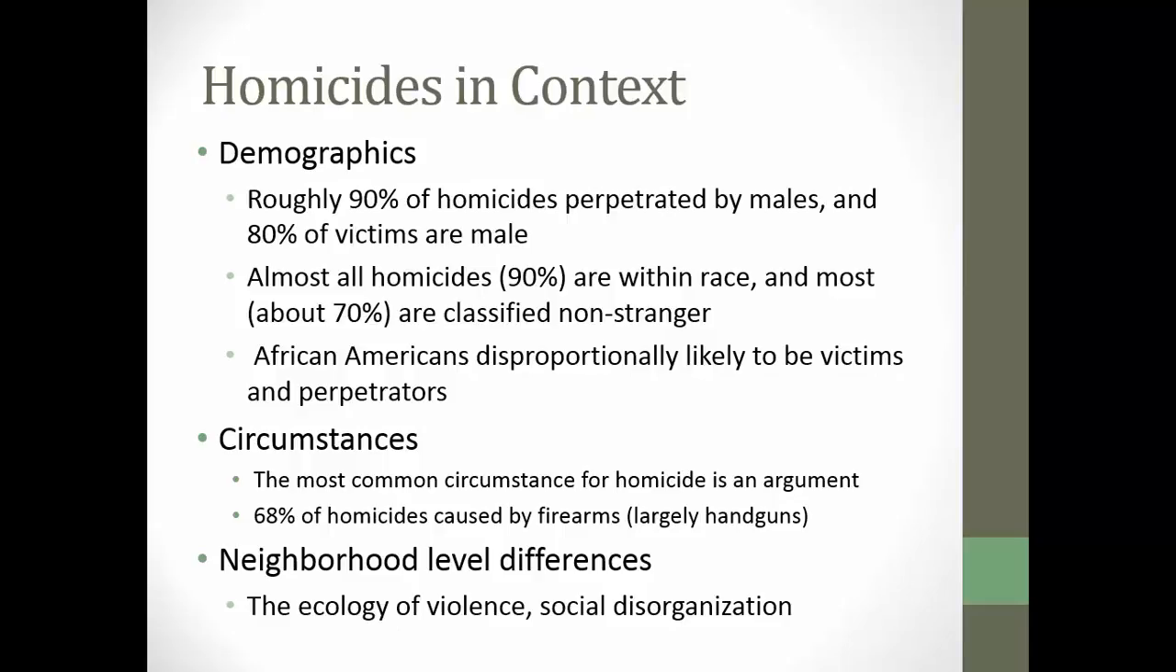What do we know about the circumstances? By far, the most common circumstance for a homicide is an argument. You think about people at home, domestic violence incidents, two friends or acquaintances arguing over something, a little bit of alcohol, a little bit of drugs, a firearm present, and that's the recipe for the vast majority of homicides.